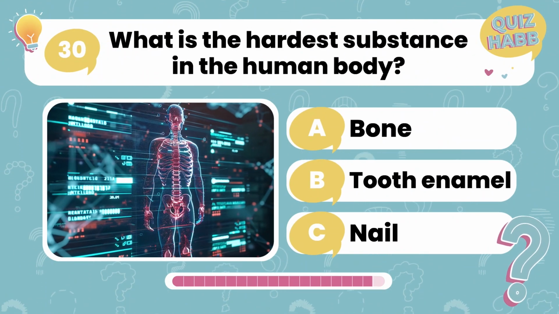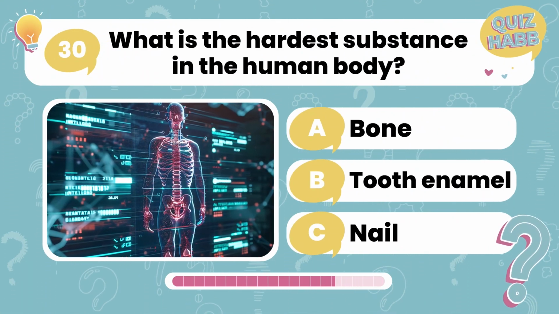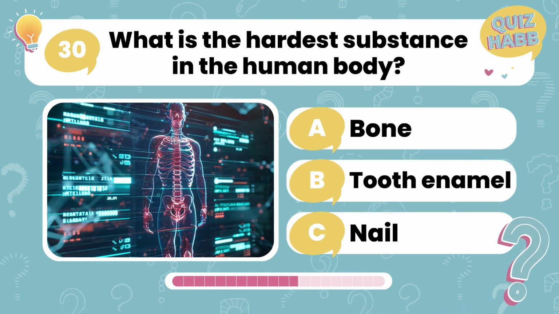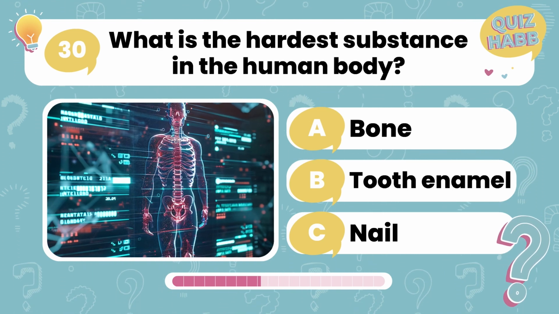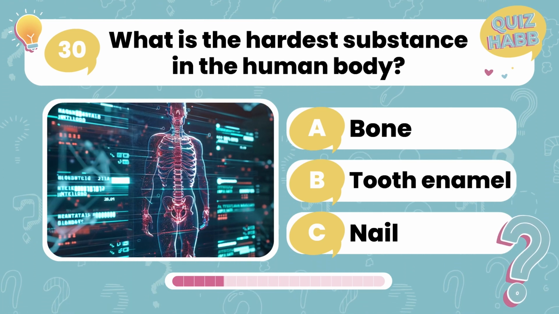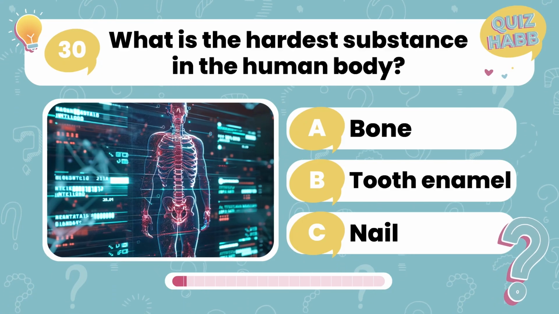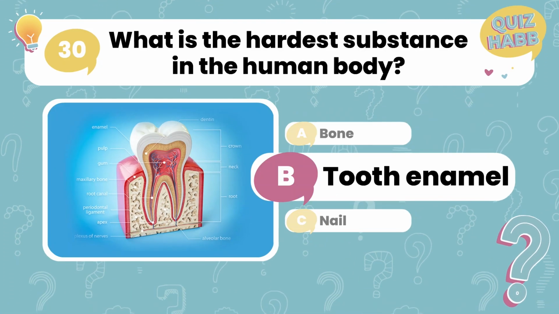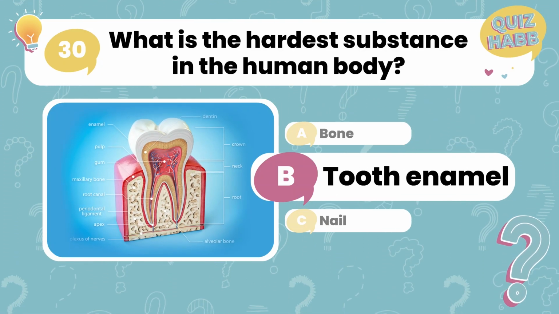What is the hardest substance in the human body? A. Bone, B. Tooth enamel, C. Nail. Correct answer, tooth enamel. Even harder than the bones.